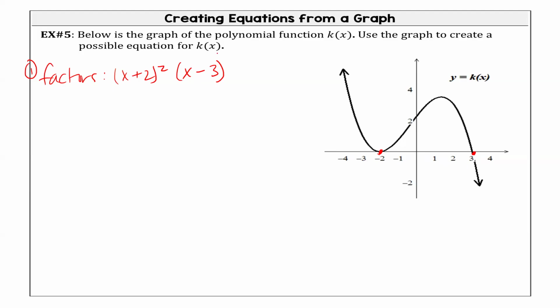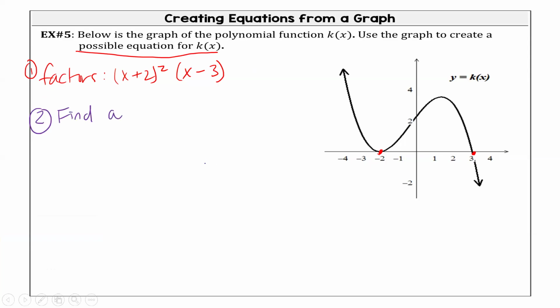That was the part that I need you guys to make sure you're comfortable doing, because this is where we build on from. It asks us to create a possible equation for k of x. In order to do that, we're going to write it in factored form, but we have to find an a. So step 2 is finding our a value.